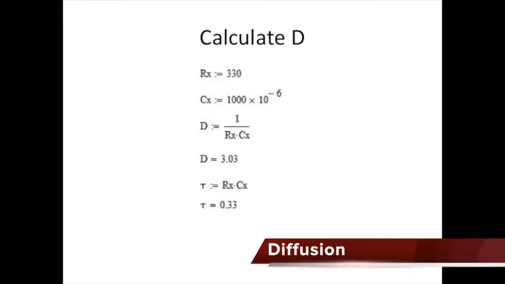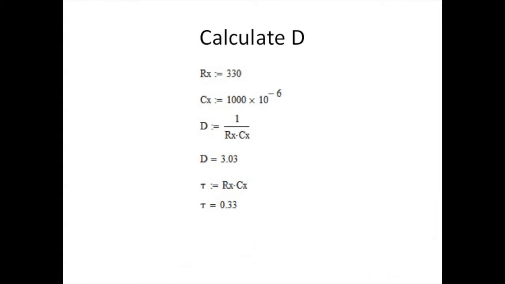The first thing we need to do is calculate the diffusion constant for the circuit as shown in the instructions. Here we have a resistor of 330 ohms, a capacitor of 1,000 microfarads, and the diffusion constant is given as the equation 1 over RC. This gives us a diffusion constant of 3.03.